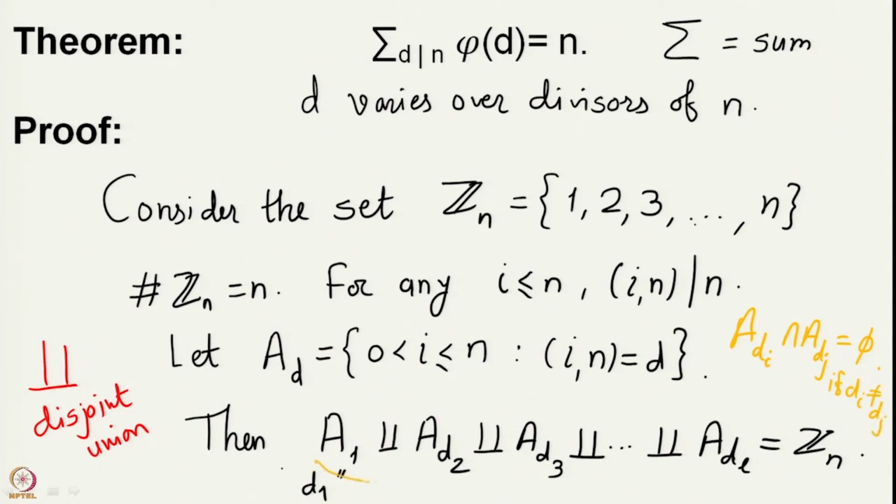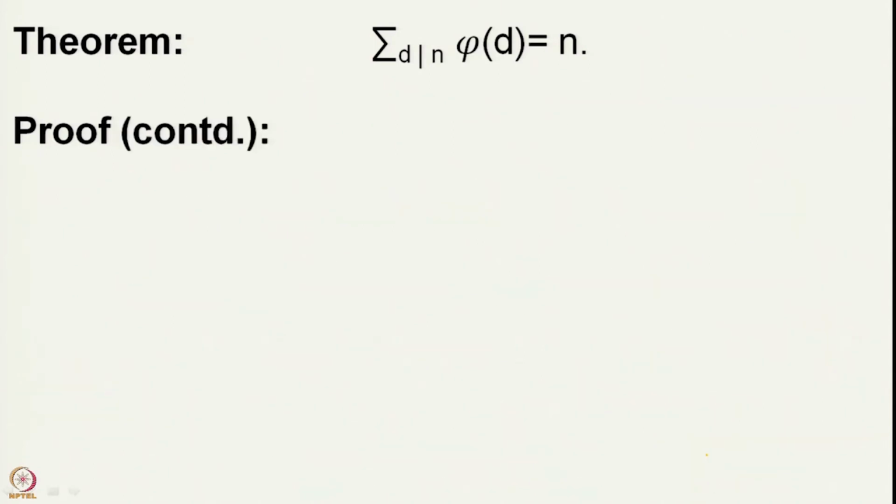So, this is if di is different from dj. We have that this is a disjoint union and it gives you Zn, because every element in Zn should have a GCD which divides n. So, on the left hand side we have the di, all possible divisors of n, and the disjoint union of all these A_di gives us Zn.